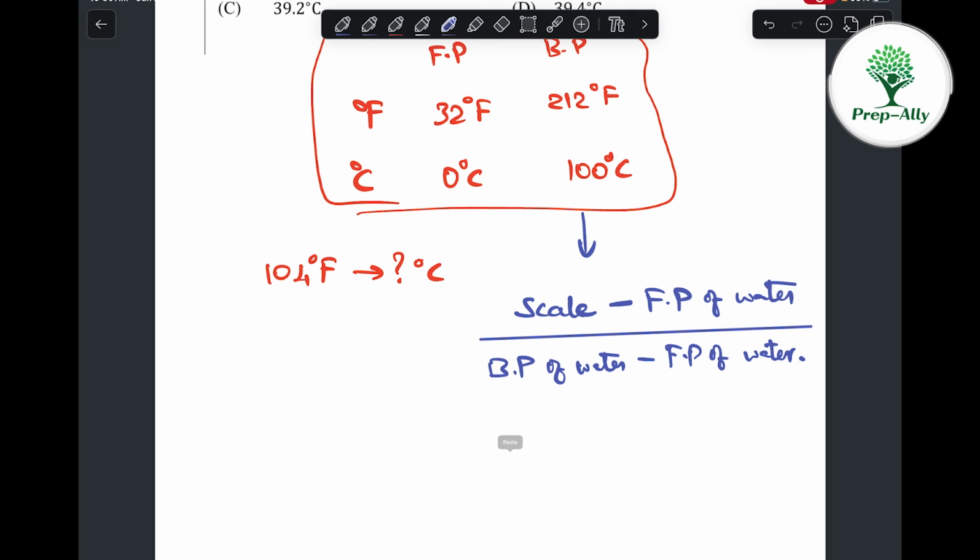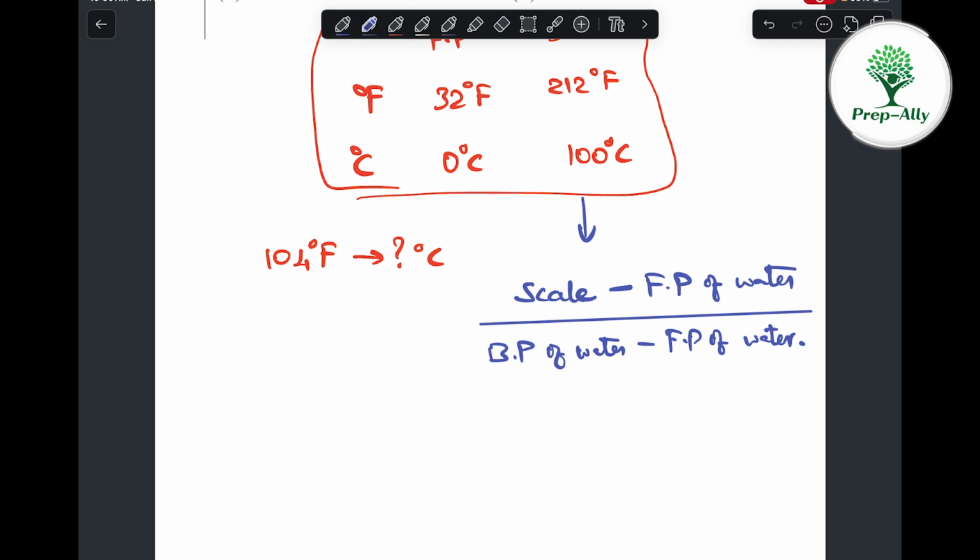If you know this, all scales follow this rule. So it should be equal, let's say degree Fahrenheit to degree Celsius, right? So degree Fahrenheit minus, I have the freezing point of water, 32°F, divided by the boiling point of water, 212°F. Just remove the Fahrenheit, better to make it more clear.